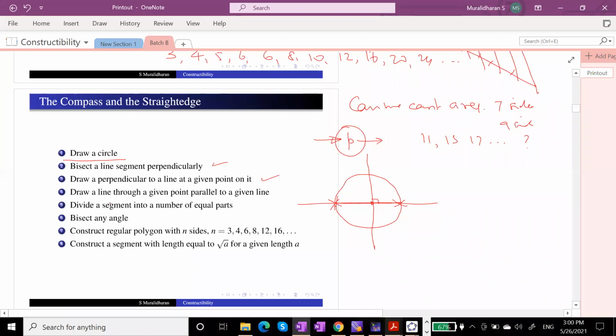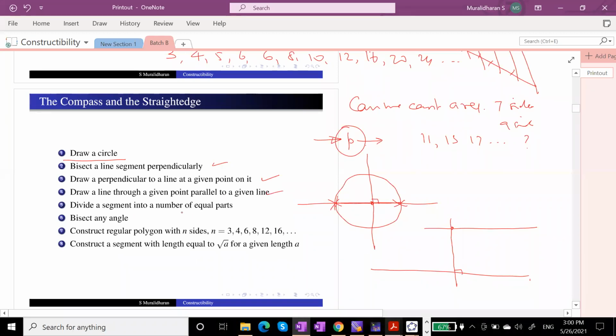And again, I can draw a line through a given point parallel to a line. Suppose I have a line like this, and I have a point like this. First, I draw a perpendicular like this one. Then I can draw a perpendicular like this one. So these two will be parallel. Okay, right. So this is possible.